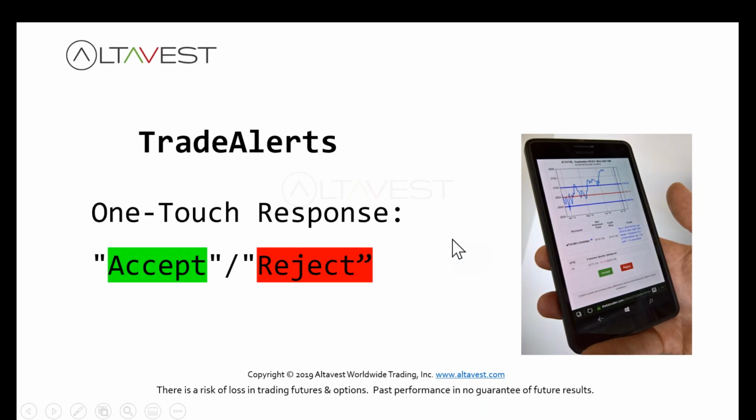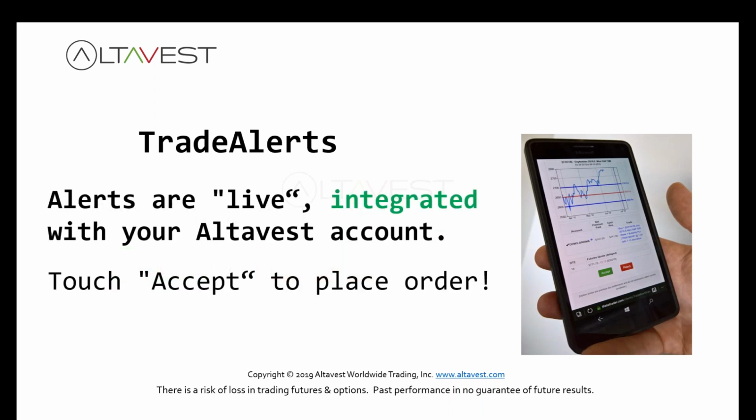You receive an alert, you simply touch accept or reject on your device. That's it. None of that nonsense about getting an email with an alert or a text message and then having to log into your trading platform and copy an alert, and hopefully you get the buy and the sell right, and hopefully you get the correct strike and blah, blah, blah. So these alerts are live, meaning they are integrated with your AltaVest account. Once you touch accept and that order is filled, everything flows through and Theta Trader begins tracking it, just like we saw in the demo.